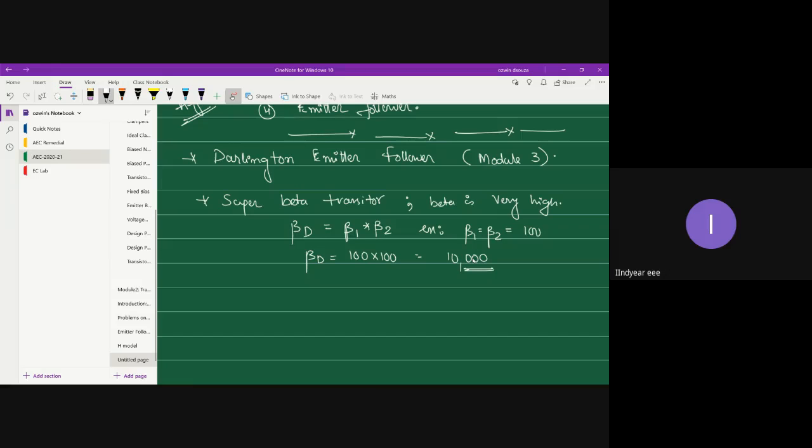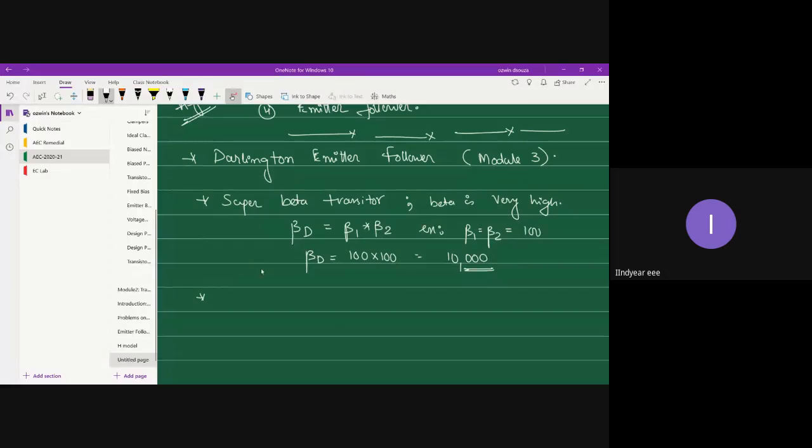This extremely high current gain is required whenever the load current is quite high. In transistor circuits, your collector current normally lies in the range of milliamperes. What if your load requirement is in the range of a few amperes, say 0.5 amperes, 0.1 amperes? Then you have to go for a transistor which can handle larger current values. For that sake, you can go for a Darlington emitter follower.